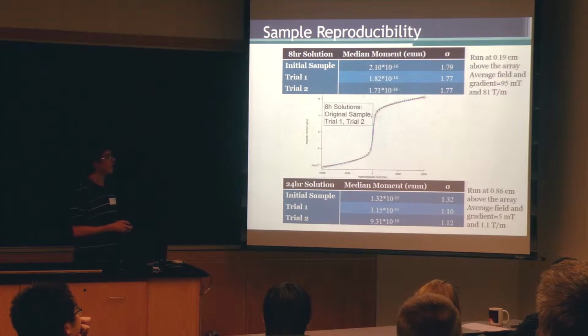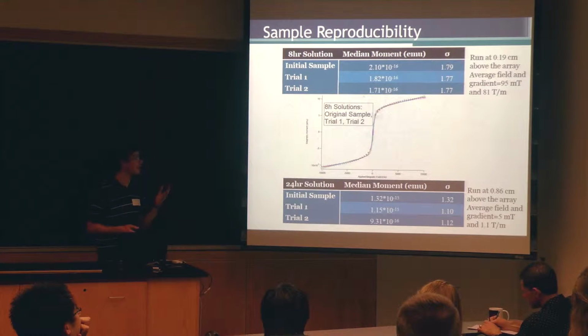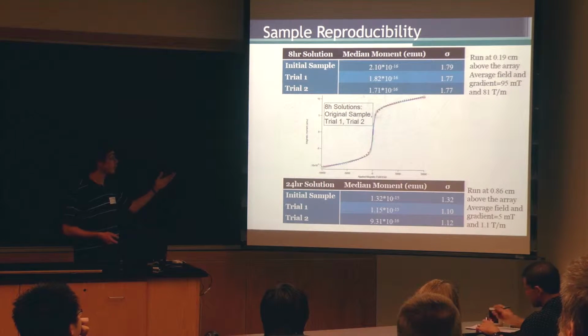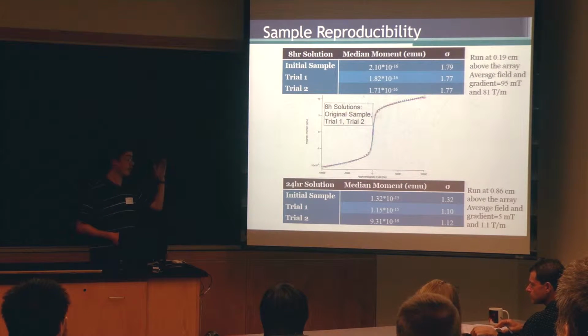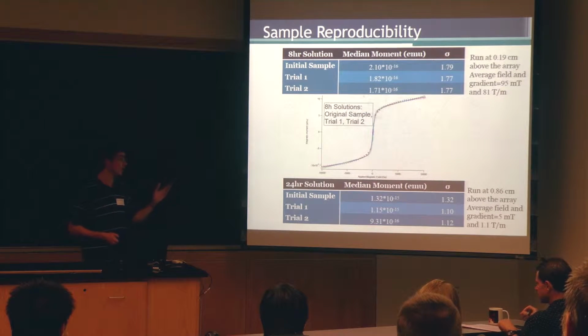We ran it at about 0.19 centimeters above the array, which has an average field and gradient of 95 millitesla and 81 teslas per meter. And as you can see, the distribution, which is quantified by the sigma value, remains relatively unchanged, but there was banding as we expected. So things went pretty much as we expected, and you can see that the curves are pretty similar between our original sample and our 2 trial runs.